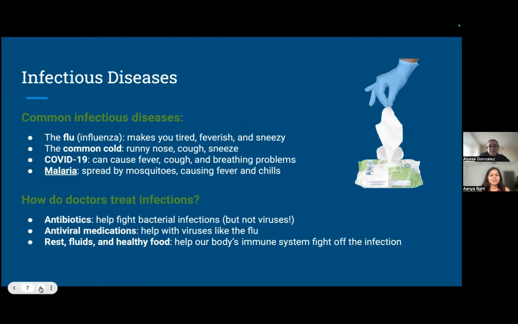And how do we treat infectious diseases? So doctors are able to prescribe antibiotics, which help fight bacterial infections, but they don't work for viruses. So if you have a viral infection, you need to take antiviral medication. So it's important when you're sick or feeling ill to go to the doctor and get tested to figure out what infectious agent you have so then you can seek appropriate treatment for that agent. And other things that can help are rest, fluids, and healthy food, which strengthen your body's immune system to naturally fight off the infection.